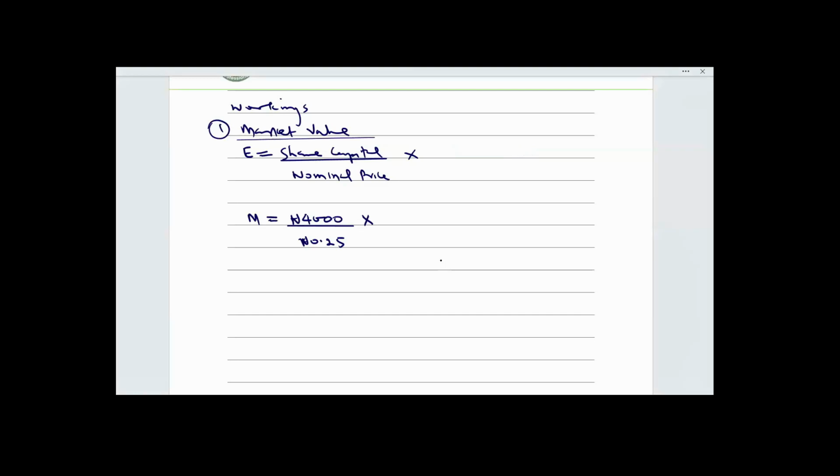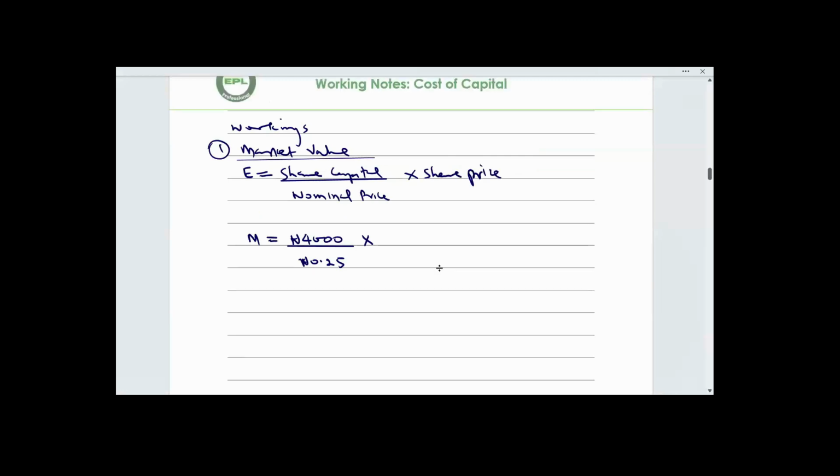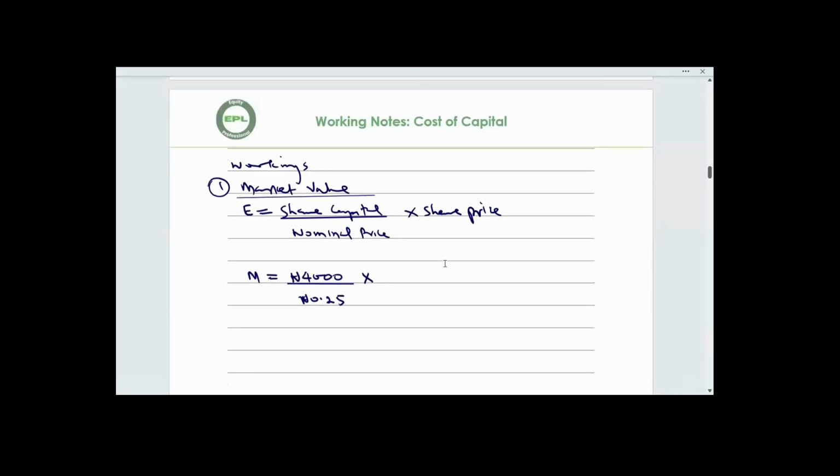Let me shift this a little bit. Share price. Let me show you before I put it down. You know that in financial statement analysis, ratio analysis, when you want to calculate price earning ratio, you say price earning ratio is equal to share price divided by earnings per share, isn't it? Are we together? Yes, sir. So this is the formula for calculating price earning ratio.